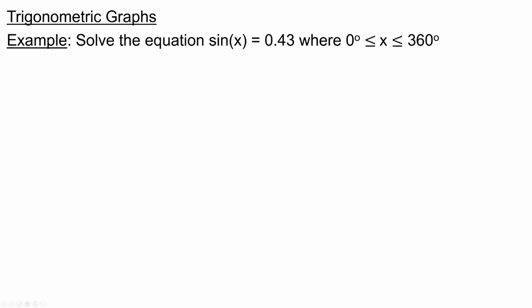You might have to solve a trigonometric equation, and the best way to do this is to sketch the graph that we need. So if we want to solve the equation sine x is equal to 0.43 for values of x between 0 and 360, so x is bigger than or equal to 0 and less than or equal to 360, the first thing I'm going to do is sketch the graph of y equals sine x in the domain 0 to 360.